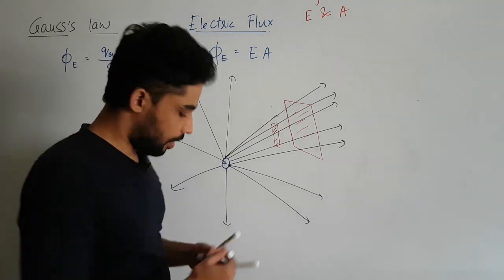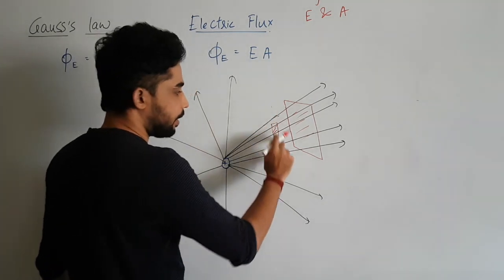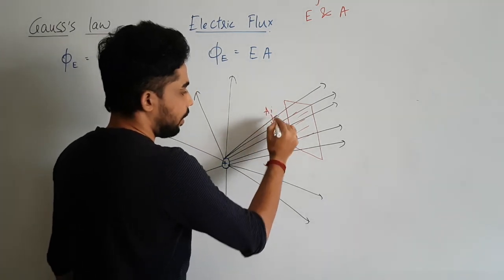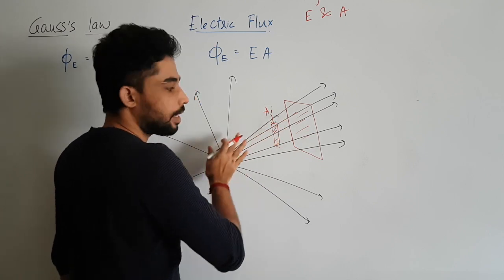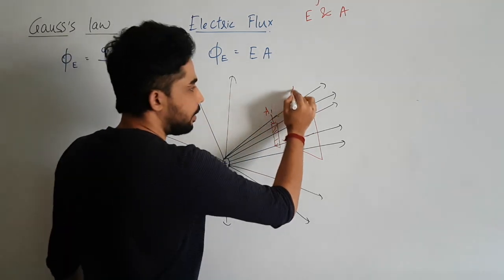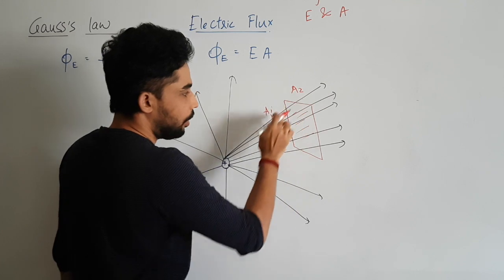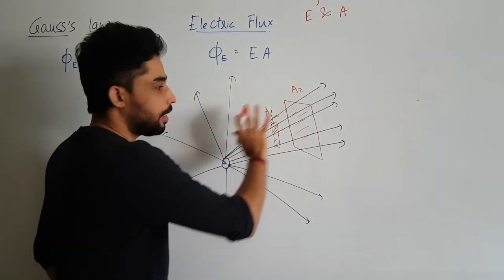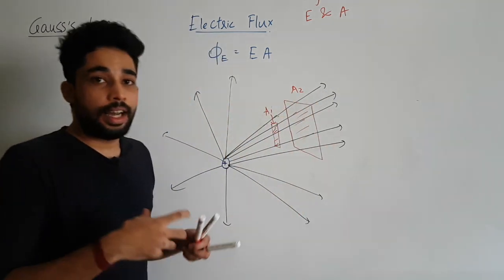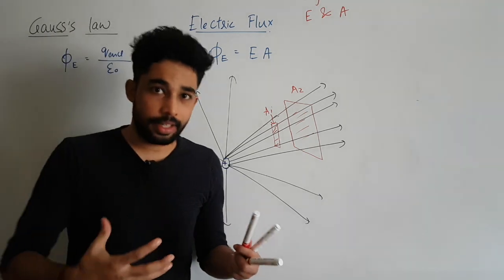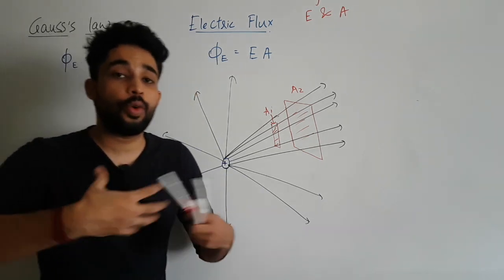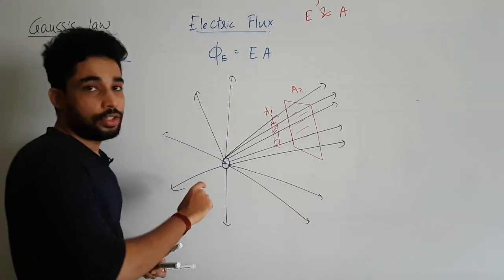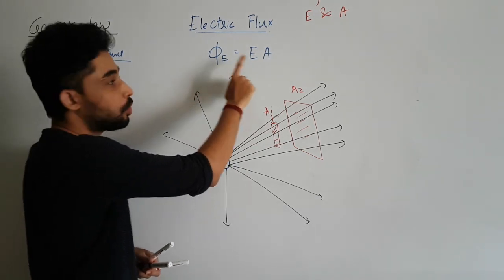And also, say you consider an area like this, A1, as you can see, only 3 field lines are cutting across that area. But if I consider a bigger area, A2, here you can see 1, 2, 3, 4, 5 field lines cutting across the area, which means that as you increase the area which you consider, the flux also increases, or the flow of the electric field lines also increases. So that is why the electric flux is proportional to the area.